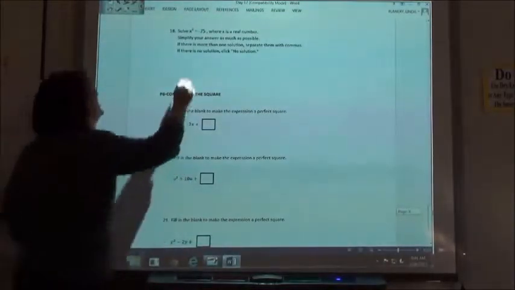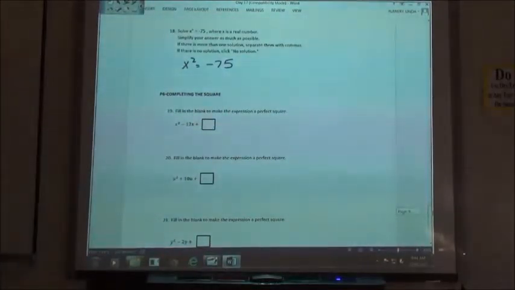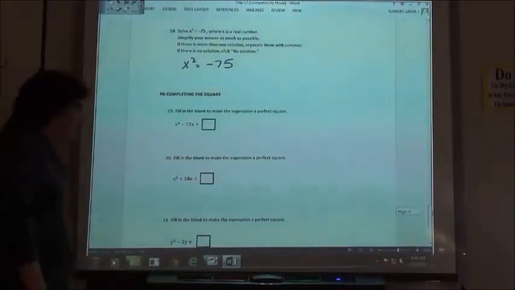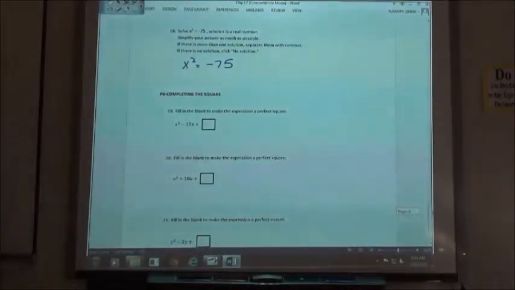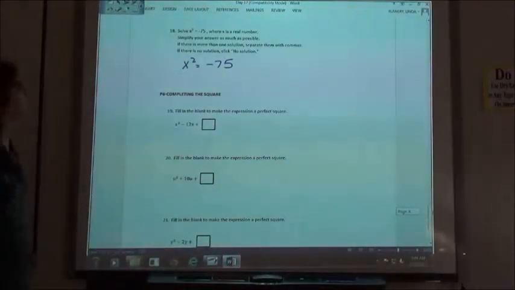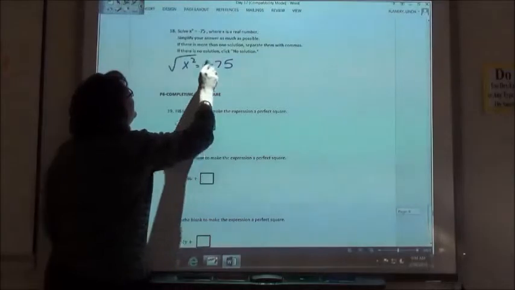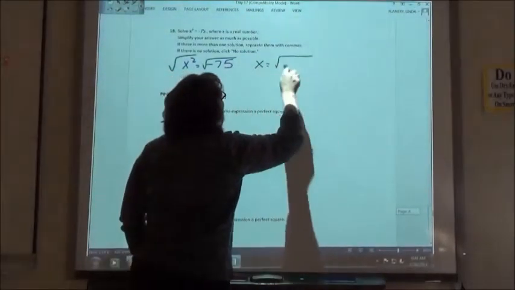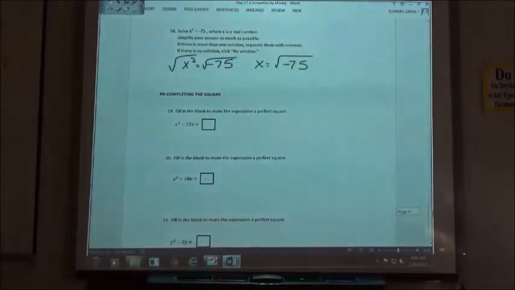On the next one, we have x squared equals negative 75. What am I going to do to solve that? There's nothing that can go to 75. Well, there is, but I mean, we would have x equals the square root of a negative 75. And what do you know about negatives when you try to do the square root?